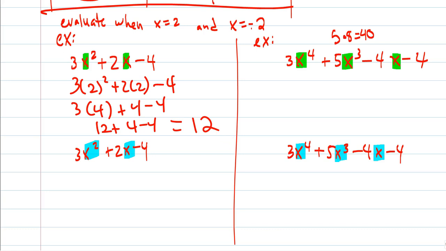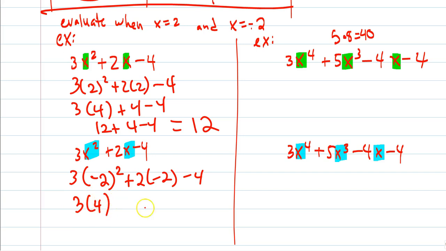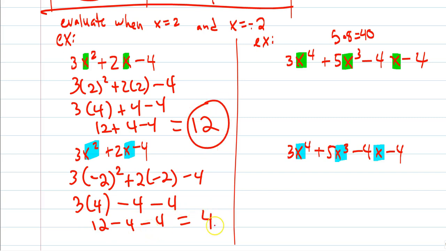What about when x is -2? Well, 3 times -2 squared plus 2 times -2 minus 4. 3 times -2 squared would be positive 4. 2 times -2 would be minus 4 minus 4. So we have 12 minus 4 minus 4. 8 minus 4 would be 4. Double check these, please.